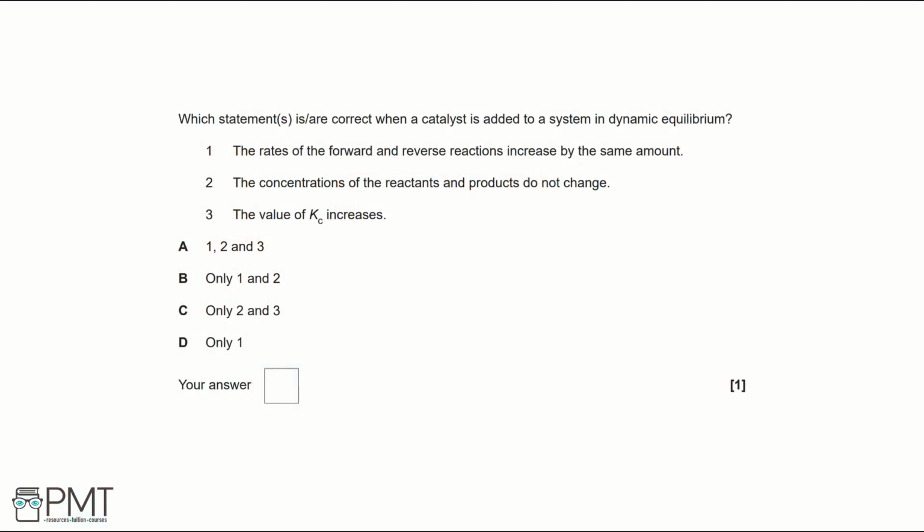Which statement or statements is or are correct when a catalyst is added to a system in dynamic equilibrium? 1. The rates of the forward and reverse reactions increase by the same amount. 2. The concentrations of the reactants and products do not change. 3. The value of Kc increases. A. 1, 2 and 3.